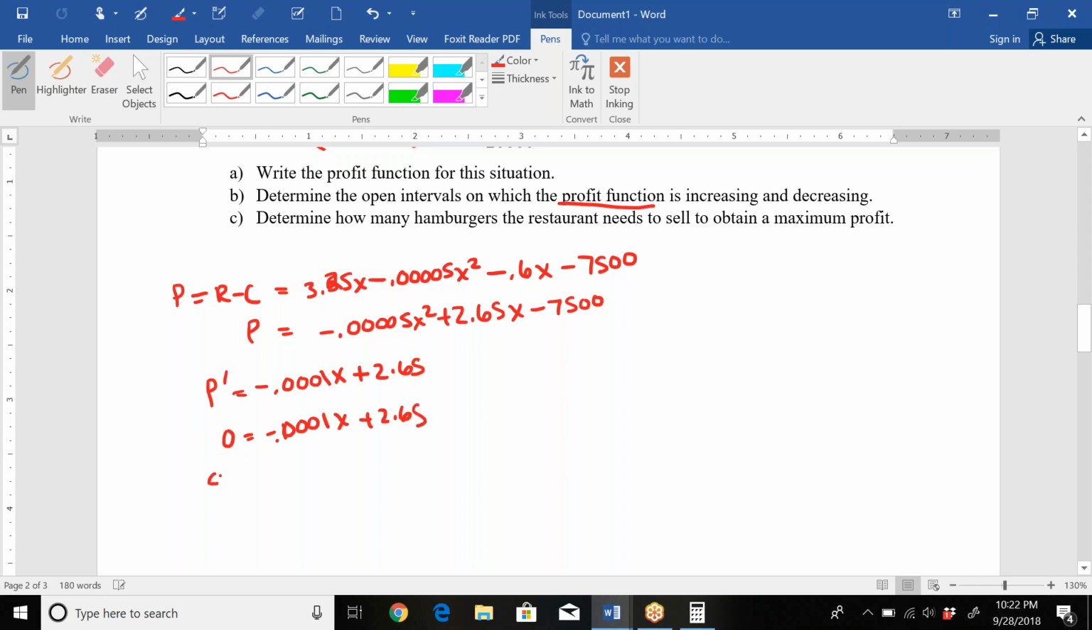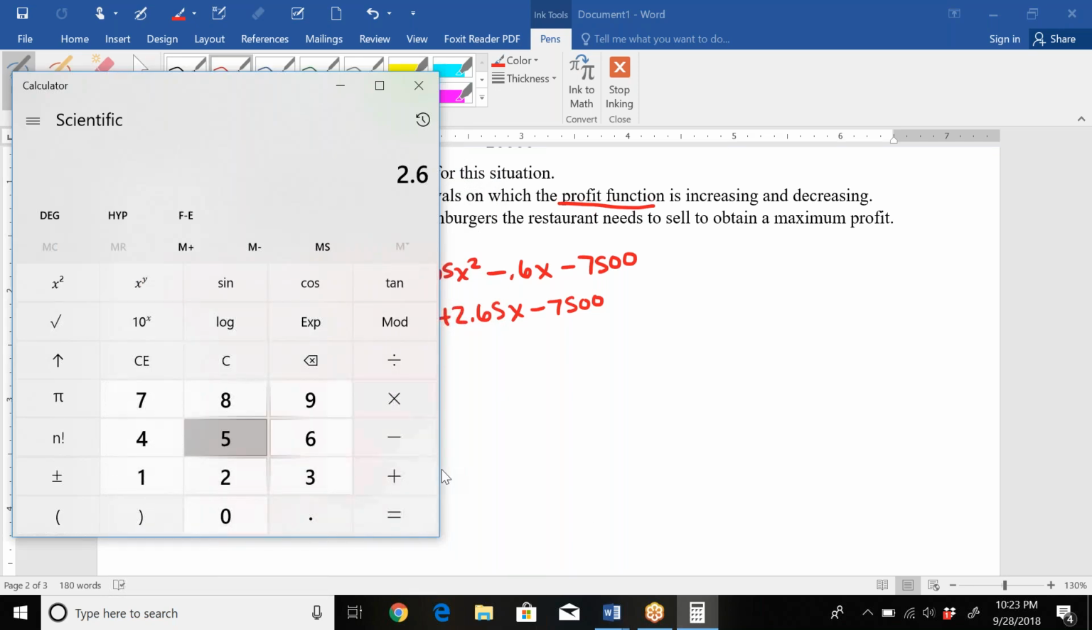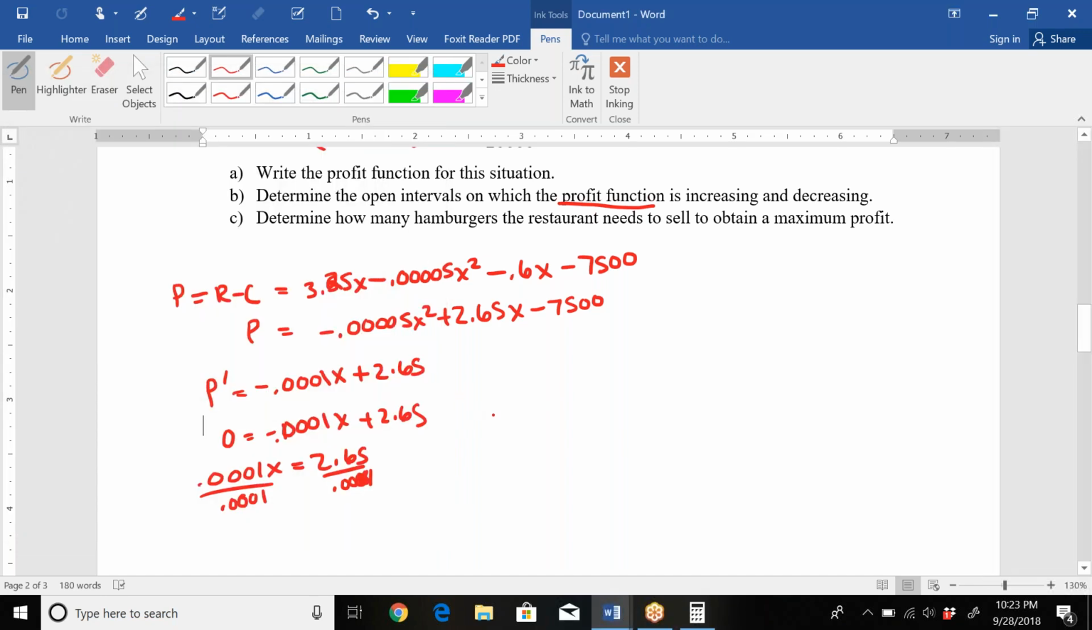So I would add over that x part, and that equals 2.65, divide by 0.0001. So 2.65 divided by 0.0001. That's 26,500. And then we're going to put that, remember, in the middle of our table. And that would give us the ratio.